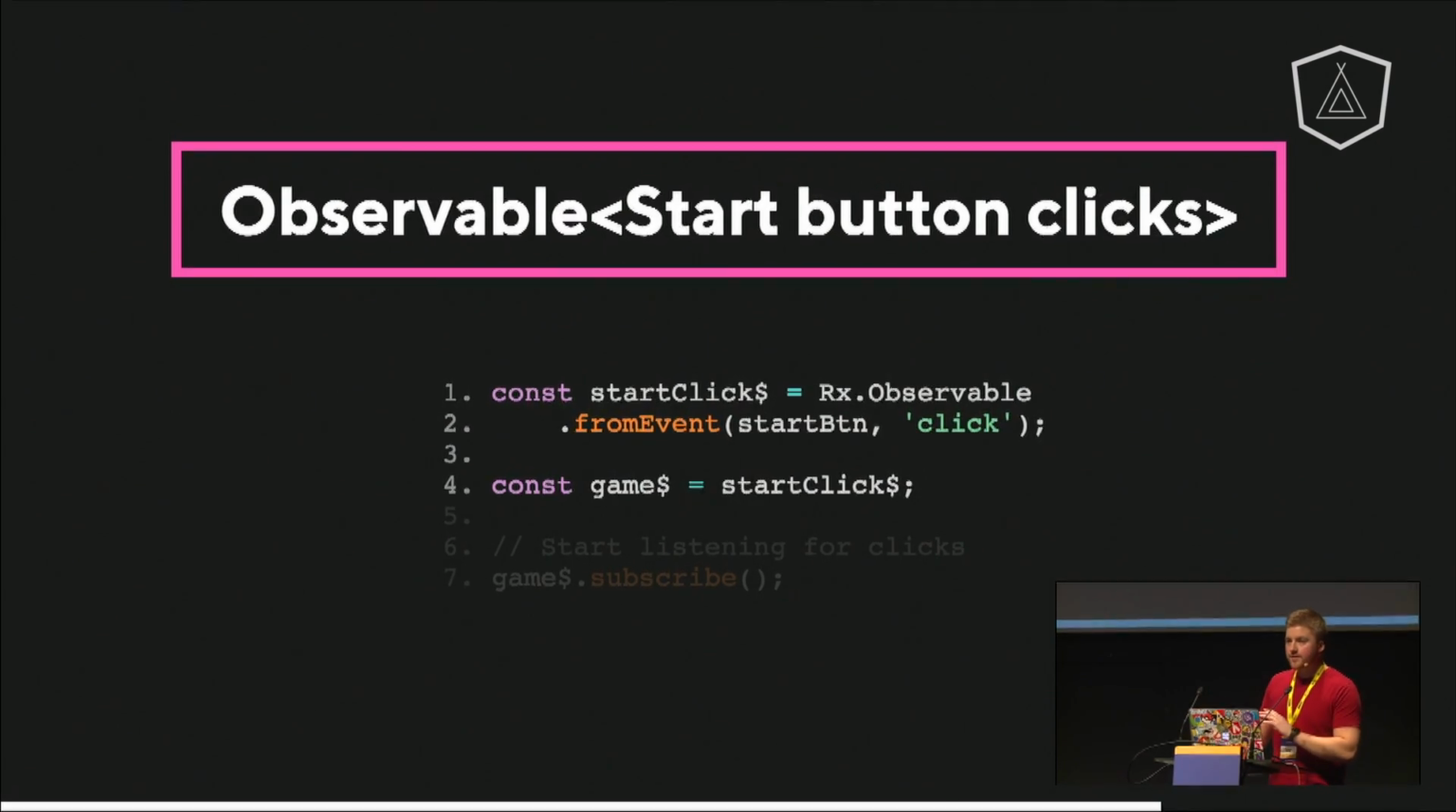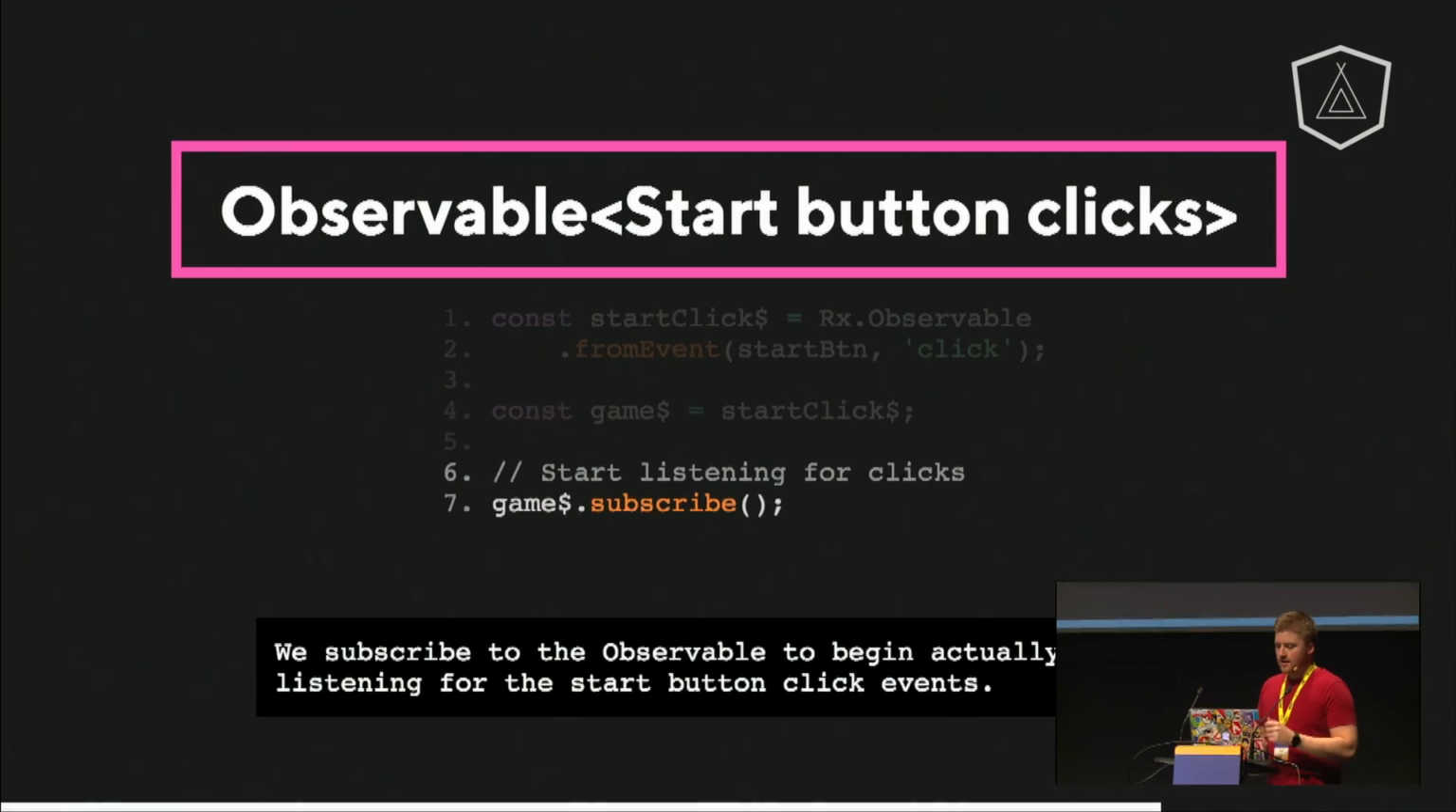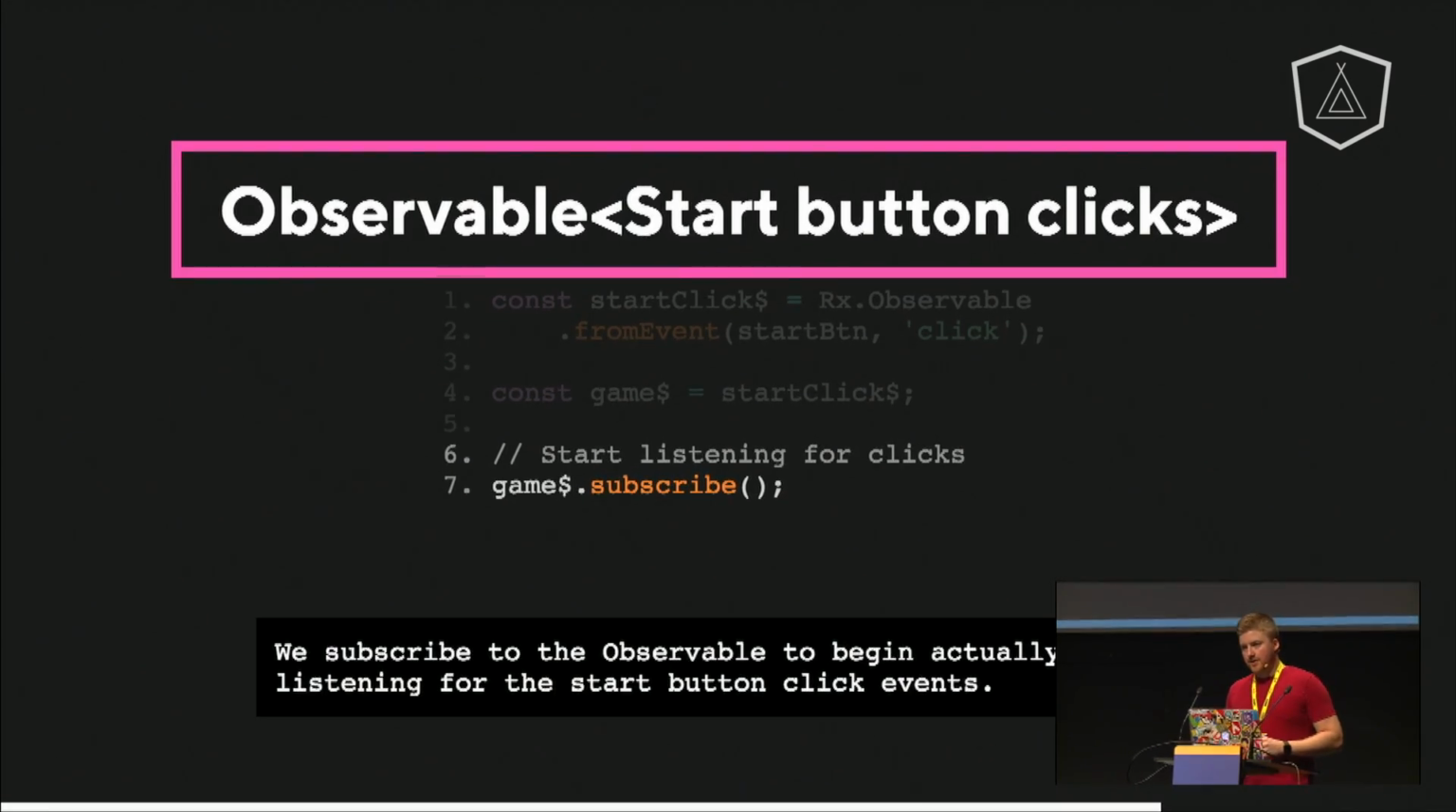And at this point, we've done nothing. Because of the nature of observables, they're a bit like functions that you've defined, but you haven't called yet. So right now, all we've done is define a function. It's only at this point where we actually start listening for those click events, because effectively subscribe is like calling .call on a function that you've defined. So this is the point at which we're now listening for click events.